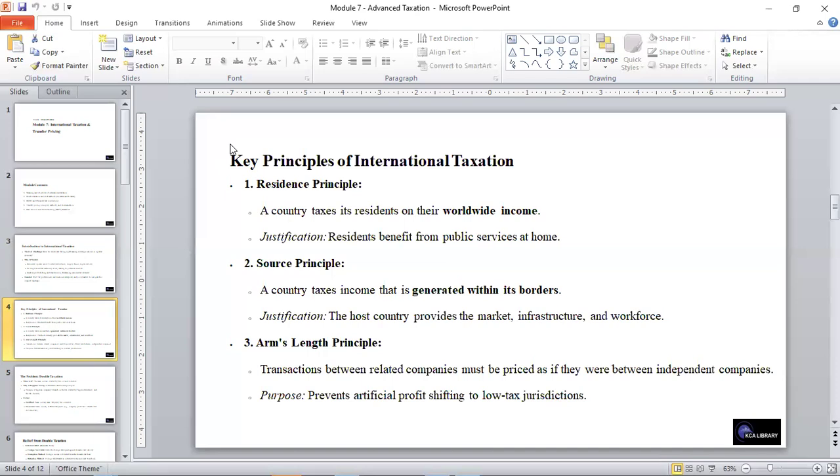And we also have the arm's length principle, which talks about transactions between related companies must be priced as if they were between independent companies. And the purpose of this is to prevent artificial profit shifting to low tax jurisdictions.